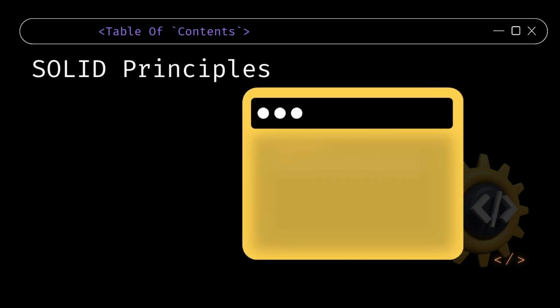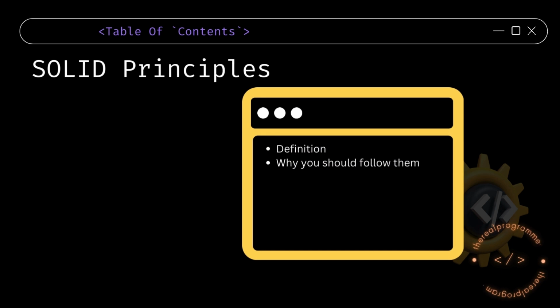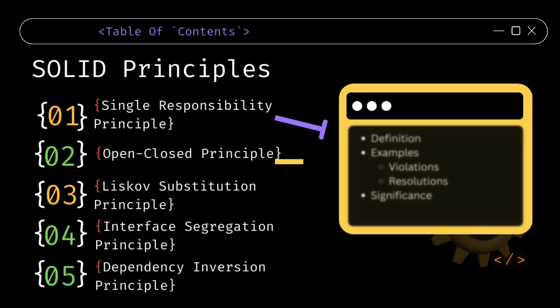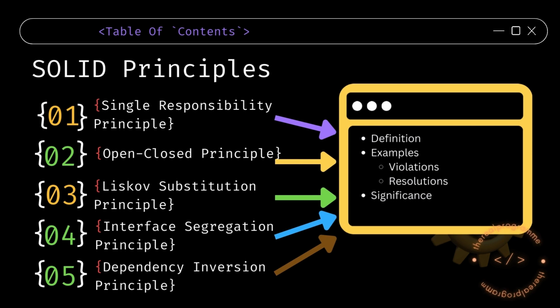In this video, we will first talk about the definition of SOLID principles and also why you should learn and follow these principles. It is best to understand these principles with some context. Keeping that in mind, for each principle, we will cover its definition, then Java code examples showing the violation and resolution, and then the significance of applying these principles.